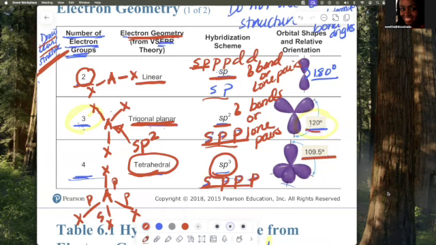Don't forget the 120 for the trigonal planar, okay? This is not new information. We're pretty much reviewing what we covered in the previous chapter. Linear, 180. Trigonal planar, 120. Linear and trigonal planar are both 2D. They're flat. And then tetrahedral is 3D. It is not flat. That's why the bond angle here is not 90. It's going to be 109.5.